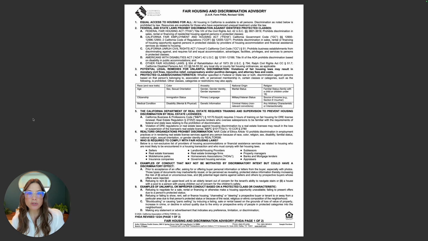Fair housing and discrimination advisory. This is pretty much a no-brainer. It is illegal to discriminate, for the agent, for the buyer, for the seller, against any of these protected classes. No-brainer.